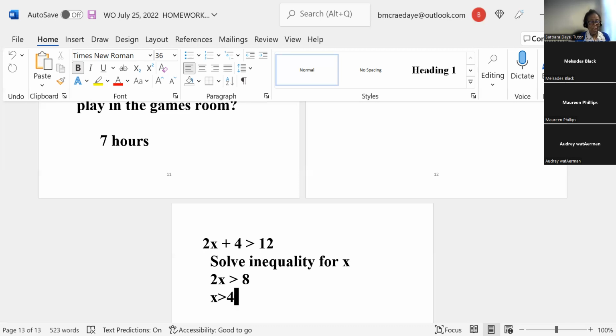So when x is greater than 4, 2 times that x plus 4 is greater than 12. See, if it were a 5, that would be 10 plus 4, and that would be greater than 12, right? Got it?